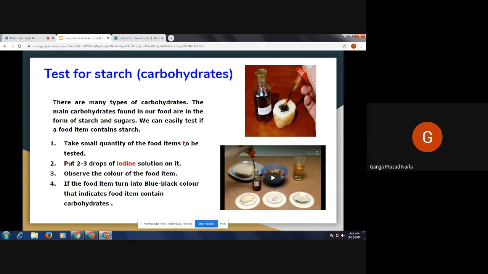If we put 2 to 3 drops of iodine on a food item and the food contains carbohydrates, which color does it turn into? Mention in the chat box. Don't unmute yourself, just mention the answer in the chat box. Which color does it turn into?